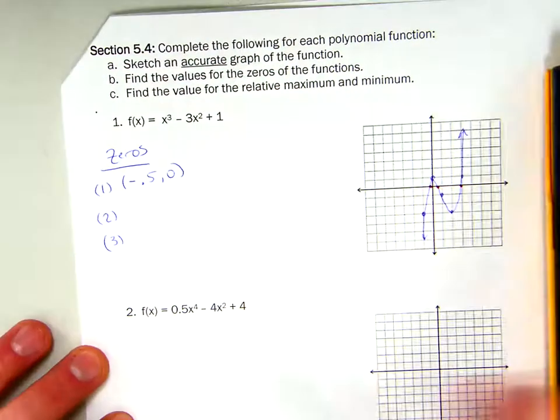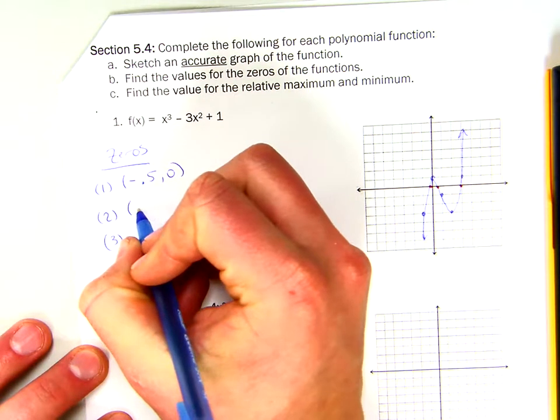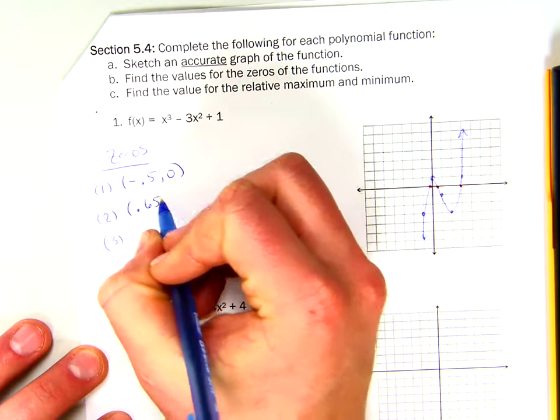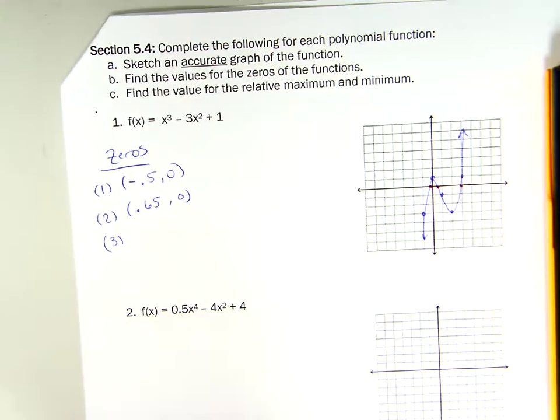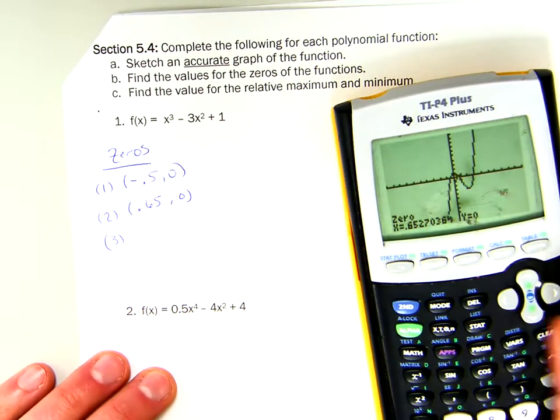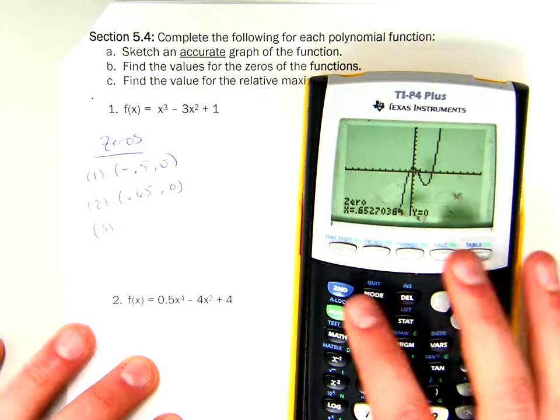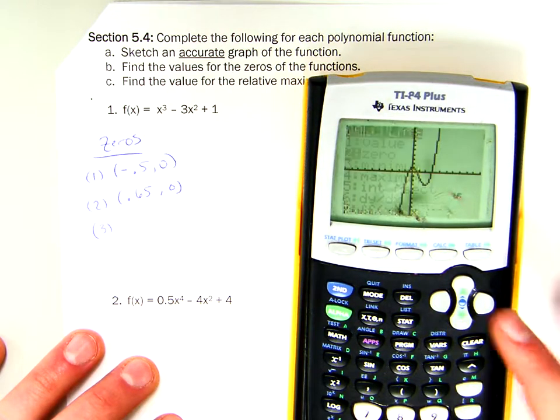0.65, 0. So you could put 0.65. You could put 0.7 as well if you want to be consistent with the decimals. There you are. And now there's one more. We hit second trace, go down to 0, hit that.